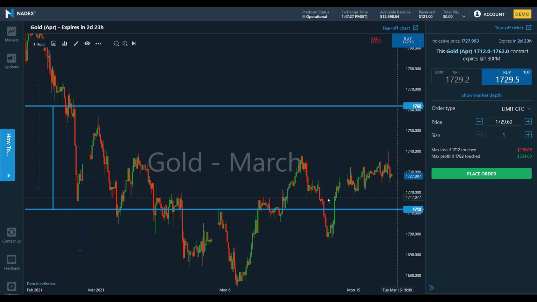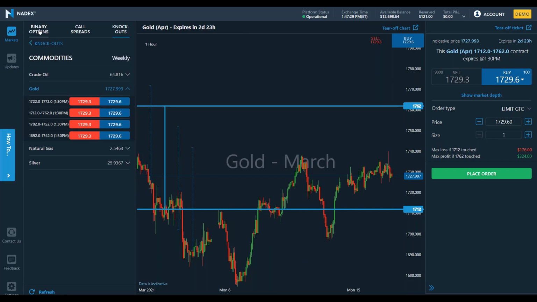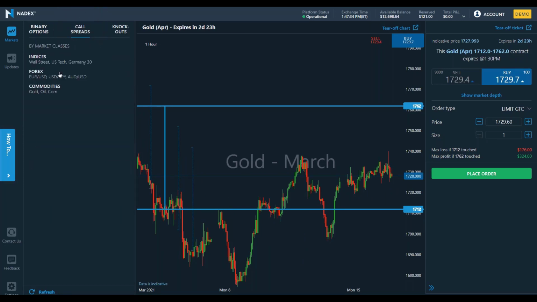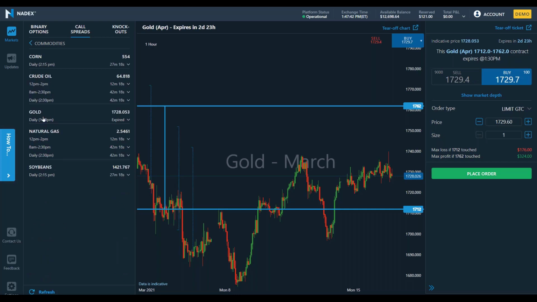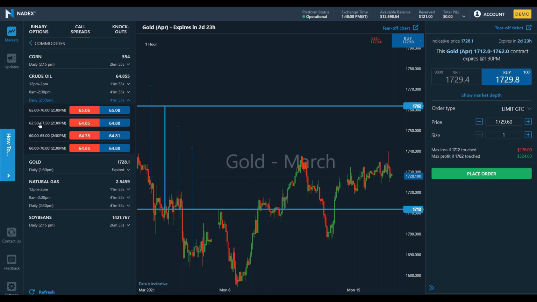Now let's take a look at gold. Just for fun, I'm going to do gold call spreads. All right, so let's click on call spreads. I'm going to go to commodities. Let's just look. Let's refresh this. Okay, gold already settled at 130, which is 1230 central. So let's take a look instead at oil. I'm doing this a little later in the day, so let's take a look at oil on the call spreads.